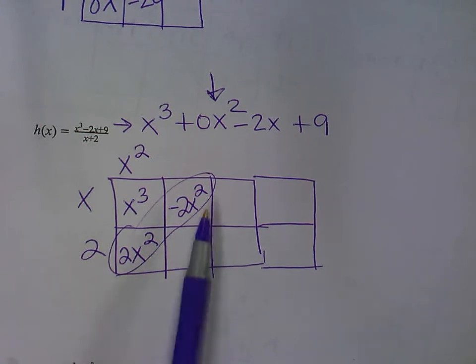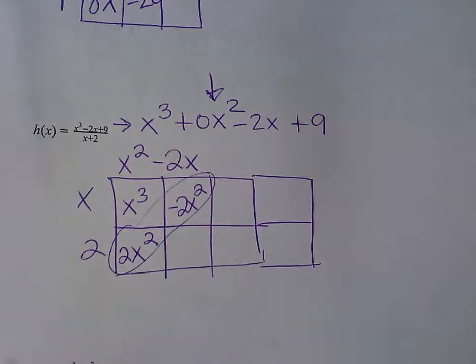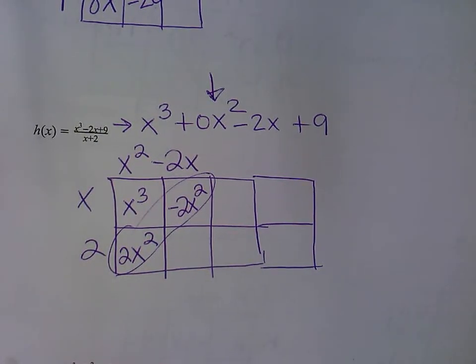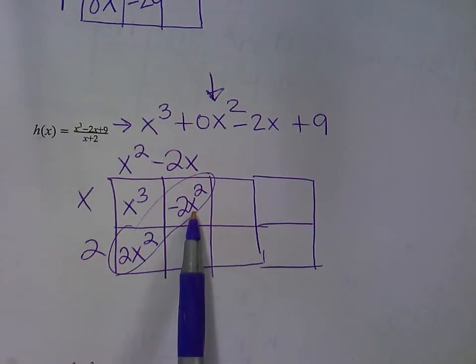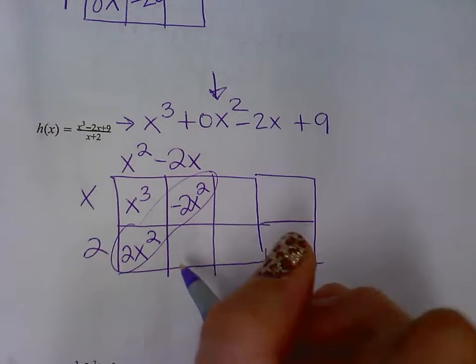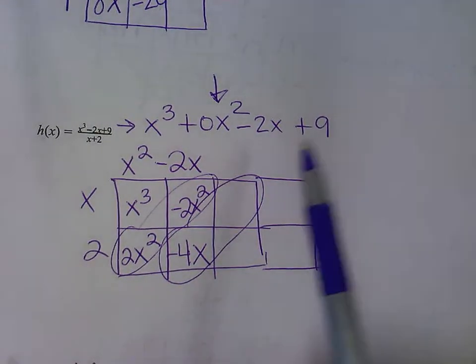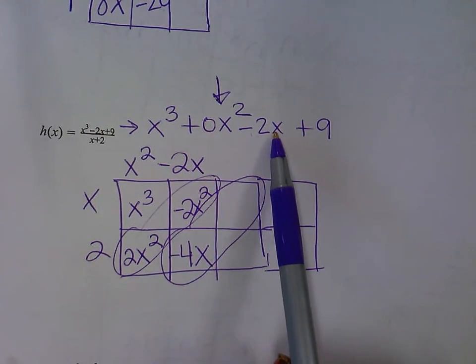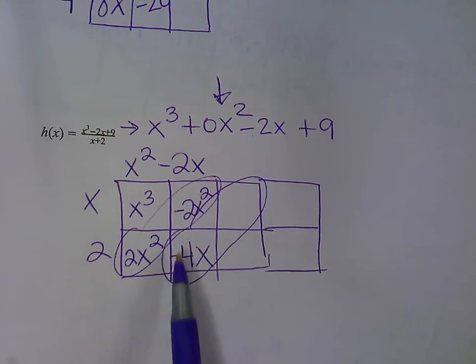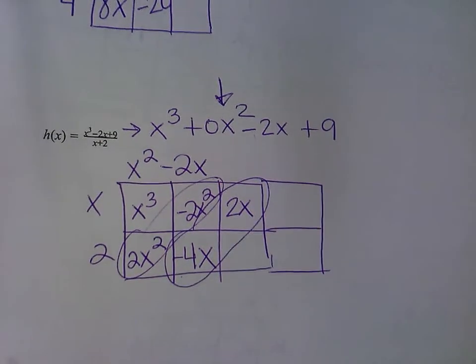Okay, negative 2x would go here, right? Because I'm trying to get to negative 2x squared. So let's see, in the bottom here, I would get negative 4x. And what am I trying to get to? I'm trying to get to negative 2x's, and I'm at negative 4x's. So I'd have to add 2 more x's. So 2x would go here. You got to stay organized.